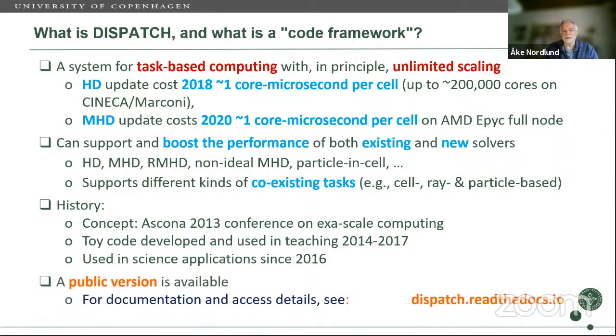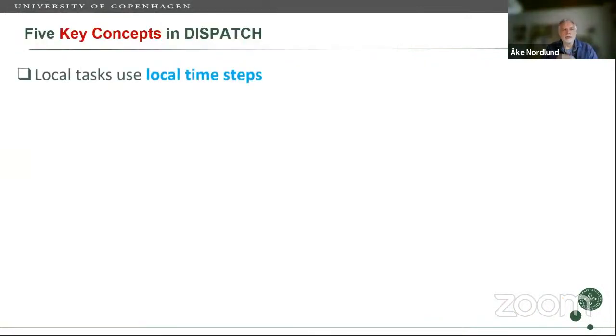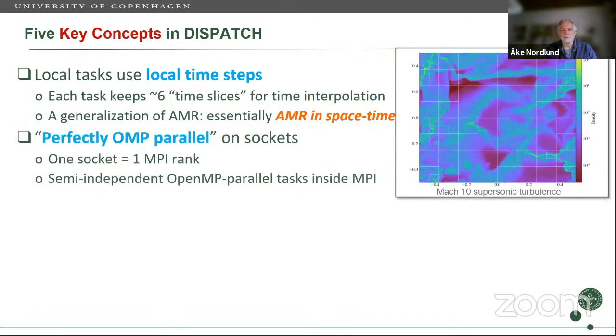A public version of this code is available, and you can find it at readthedocs.io. And it has 5 key concepts. It has these local tasks that use local time steps, using the time extrapolation or interpolation, with roughly half a dozen time slices for each.